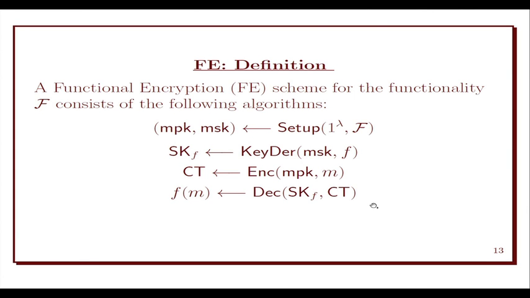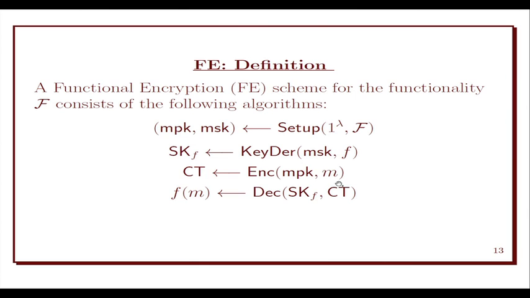So, this is the general overview of any functional encryption scheme. We have a setup phase. The setup phase will generate the master public key and the master secret key for the central authority, and there is a key derivation algorithm which takes as input the functionality or the circuit, and uses the master secret key. That means this algorithm can only be run by the trusted authority, and it will give us the secret key based on that functionality.